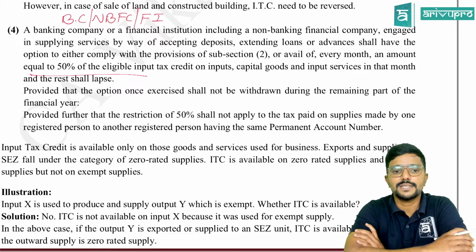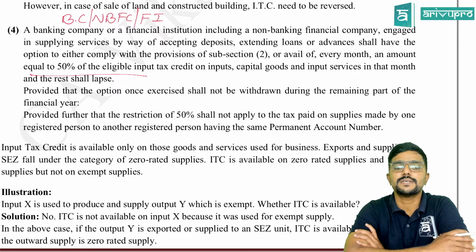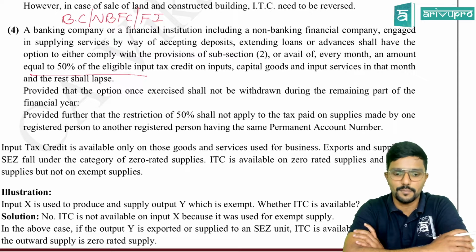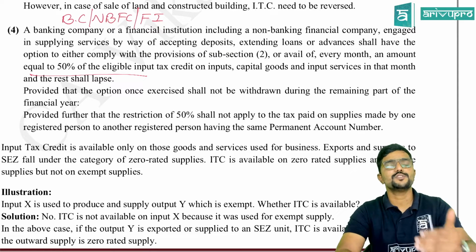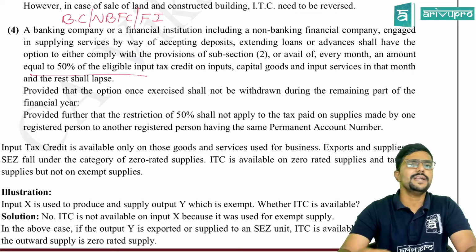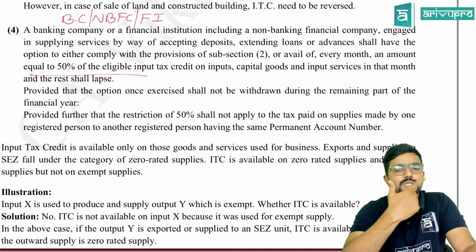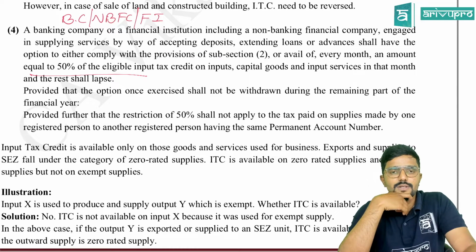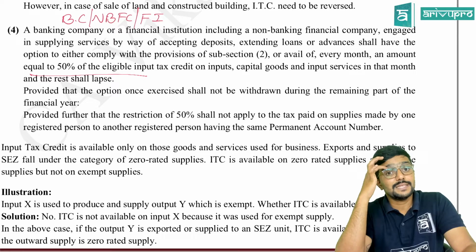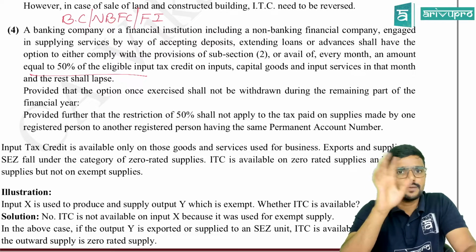Next, provided further that the restriction of 50% shall not apply to tax paid on supplies made by one registered person to another registered person having the same permanent account number. What are they trying to tell here? Now assume SBI. SBI Bangalore branch, which is registered in Karnataka, is providing some services to SBI branch in Tamil Nadu. So they are both distinct persons, taxable. Now on this, the Tamil Nadu branch has paid some input tax. Now for them also the 50% restriction is applicable? No.